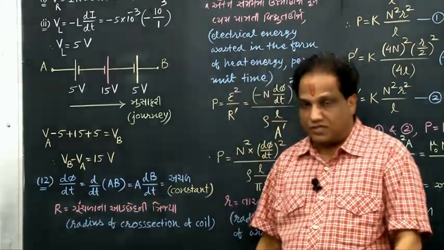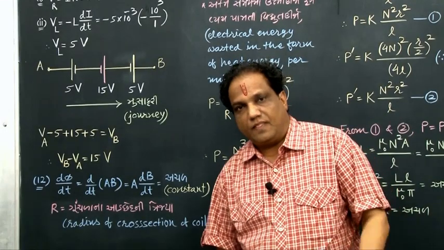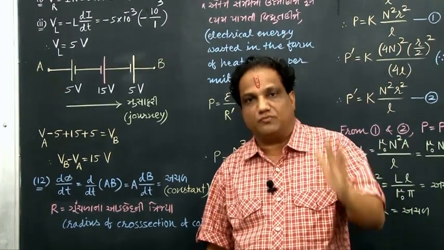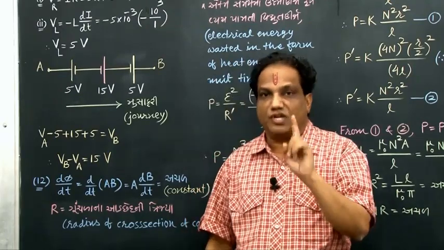It is a very good question. Have you read it? In the statement, they have not said that cross-sectional area of the coil is kept constant. They have not mentioned, but it is required.